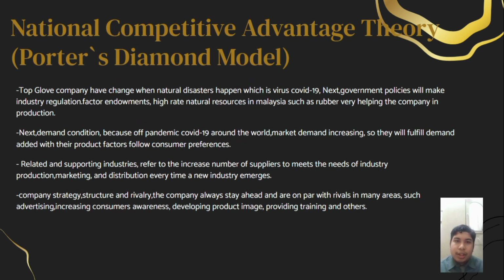Third theory, national competitive advantage theory. Top Glove Company has the chance of a natural disaster happening, which is the COVID-19 virus. Next, government policy will make industry regulations such as price control and minimum wage adjustment, which will become more challenging to the company. Other than that, factor endorsements. High rate of natural resources in measures such as rubber is very helpful to the company in production.